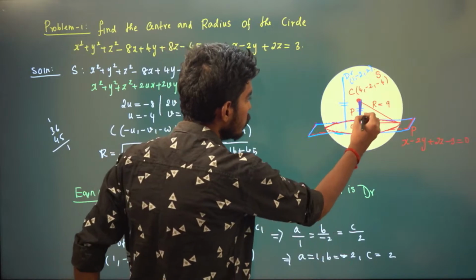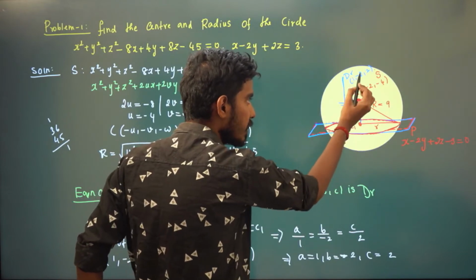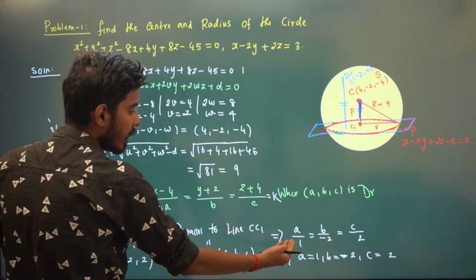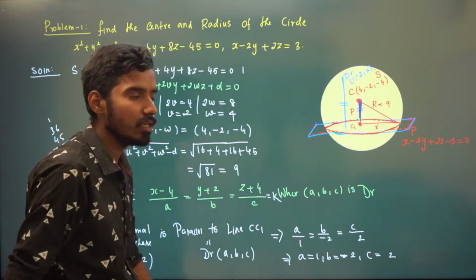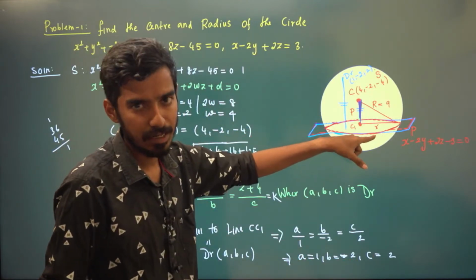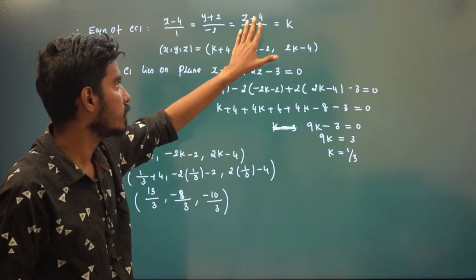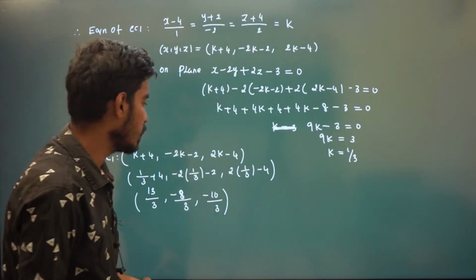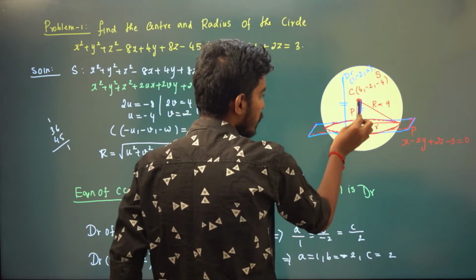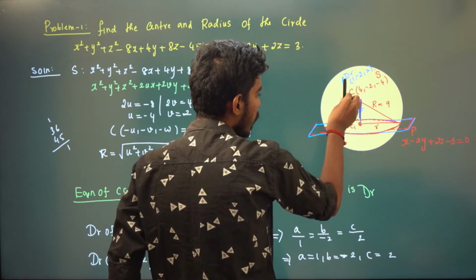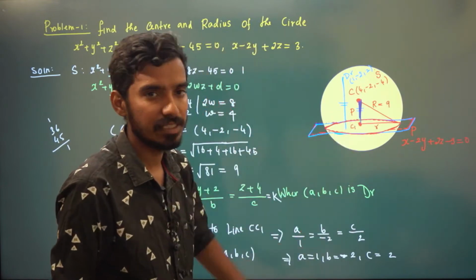Using this idea, this direction ratio we don't know, so I'm assuming it as A, B, C. This direction ratio is 1, -2, 2. So they are proportional: A/1 = B/(-2) = C/2. From this I can get the value of A, B, C, the direction ratio of the straight line. Now I can easily find the equation of CC1: (x - 4)/1 = (y + 2)/(-2) = (z + 4)/2. This is the equation of CC1. For the equation of CC1 we know one point but not the direction ratio, so I draw the normal direction ratio, and these two are parallel. With the help of this, I'm finding the direction ratio of CC1.